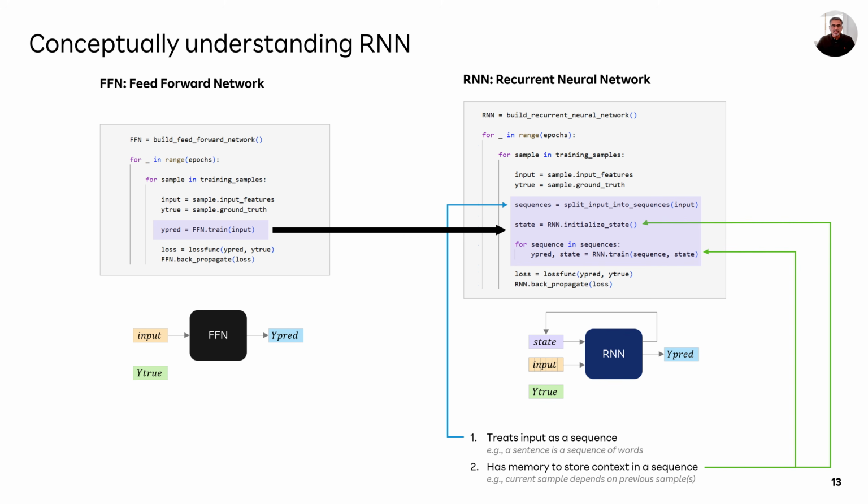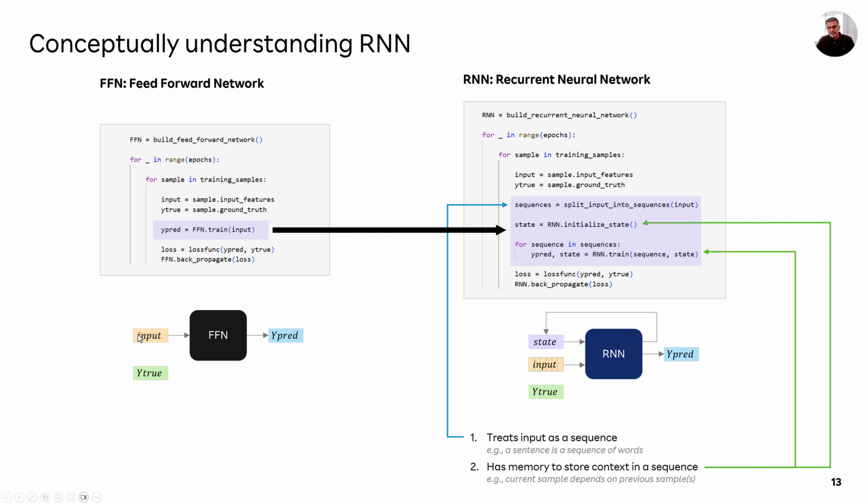And the biggest change is that you go from treating an input as one static black box in a feed forward network, to treating the input in an RNN as something that you can split into sequences. Then you pass the elements of the sequence one element at a time, and you train a neural network that way.